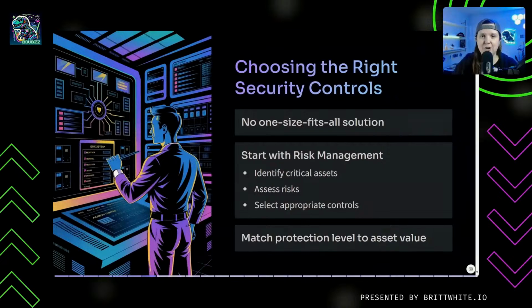First, we identify our crown jewels, those critical assets that absolutely must be protected. Then we assess the risk to those assets. Only then can we select the most appropriate and cost-effective security controls for those assets. Now, when you're building that house, you wouldn't put a bank vault on your garden shed, right? But you might want one for your safe room. It's all about matching the level of protection to the value of what you're protecting.